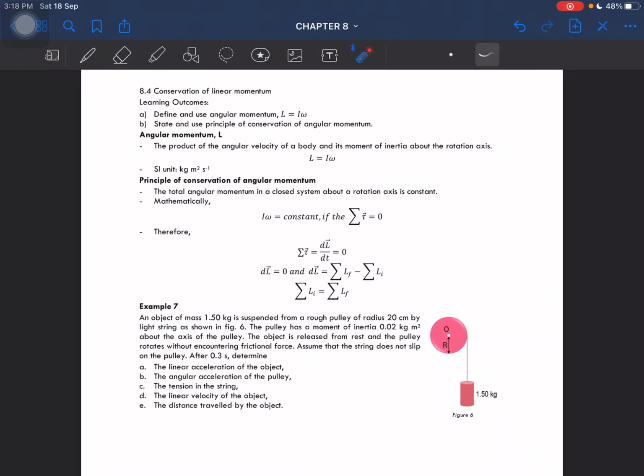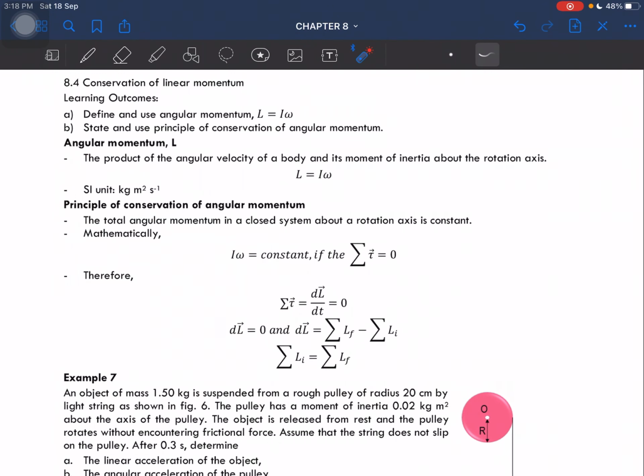Okay, final subtopic for this chapter, which is on conservation of angular momentum. In this subtopic, you should be able to define and use angular momentum, which is given here, L equal to I omega. And lastly, state and use the principle of conservation of angular momentum.